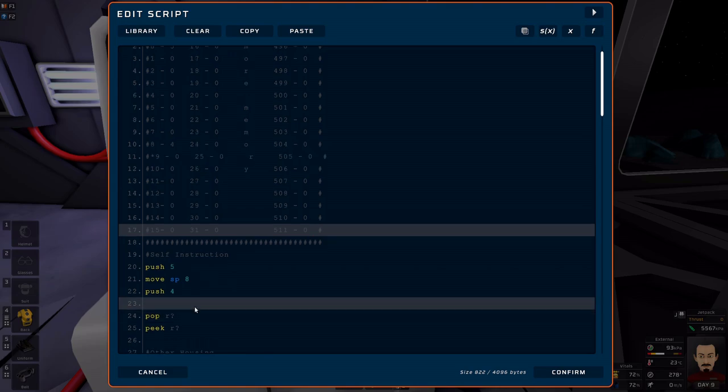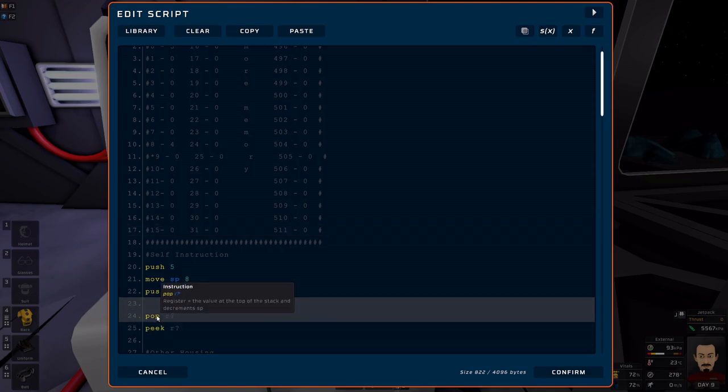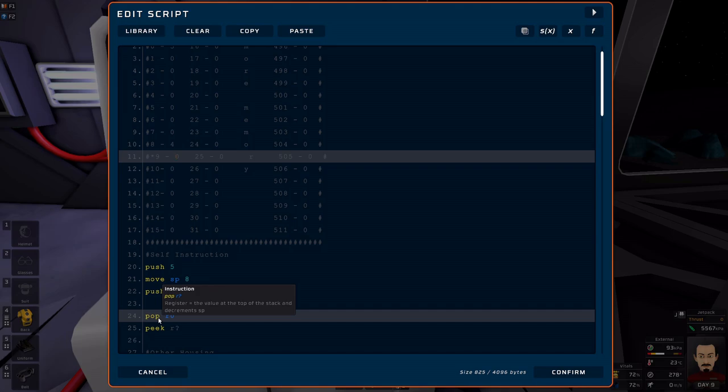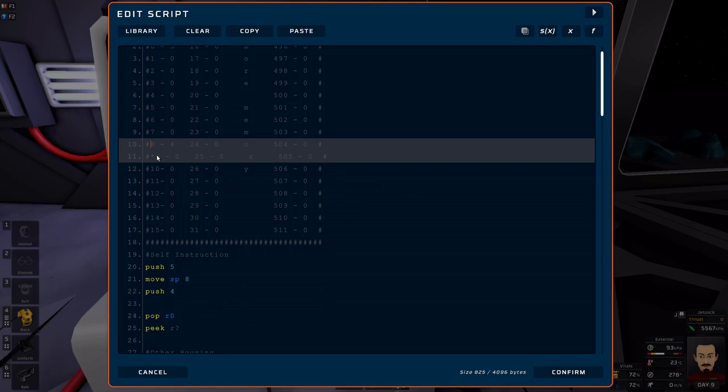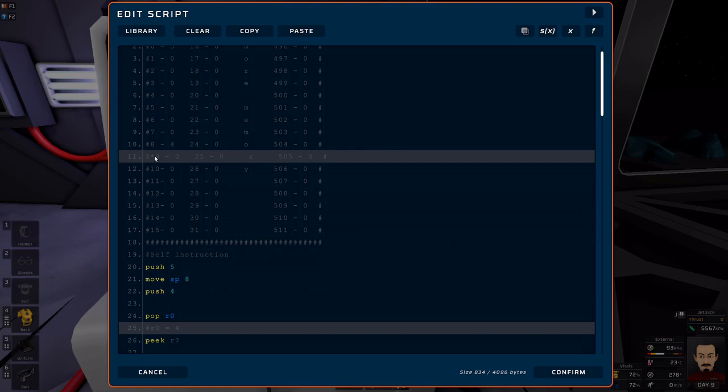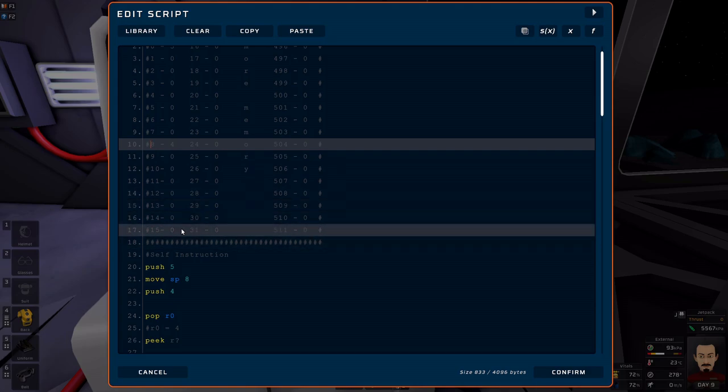How about reading from the stack? Well, you have two reading instructions: the pop and the peek. We'll start with the pop. The pop reads a value and you put it into a register. So if I were to pop to R0, it reads the value at the top of the stack and decrements the SP. The easiest way to think about it is it looks at the number before the stack pointer. That is a 4, so R0 is now equal to 4. After it does that, it decrements the stack pointer to 8.